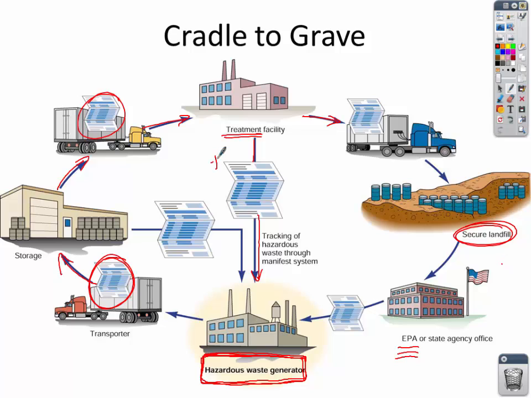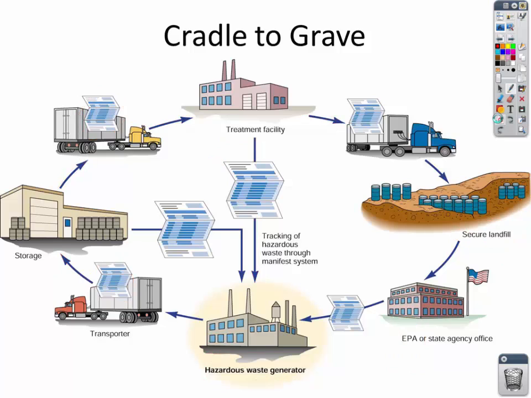So this paper trail becomes extremely important because now there is a record of when it was manufactured, what it is, who manufactured it, where it's going, where it's stored, where its grave is in a secure landfill, and the EPA knows about it. This is proper management of hazardous wastes.